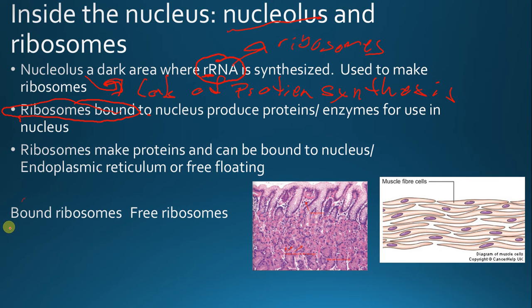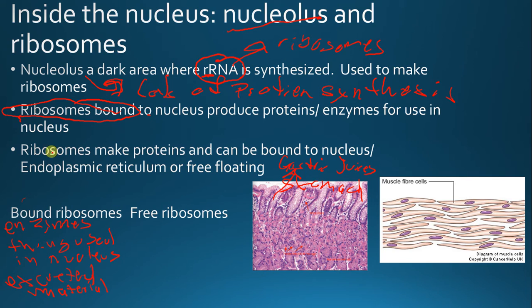So bound ribosomes produce a lot of enzymes, or things used in the nucleus, or excreted material. So for example, a stomach cell like we have here would have a lot of bound ribosomes, especially to the smooth and rough endoplasmic reticulum, because it has to secrete gastric juices.